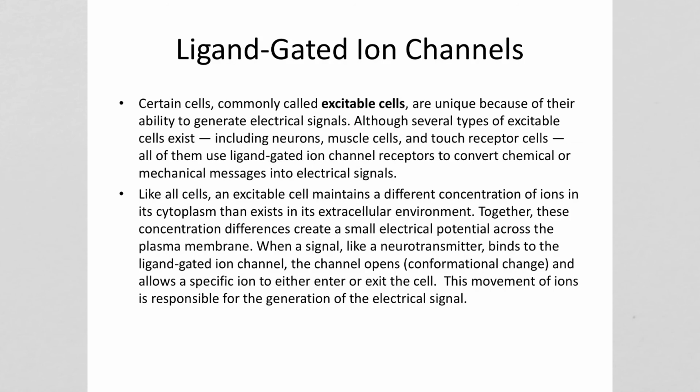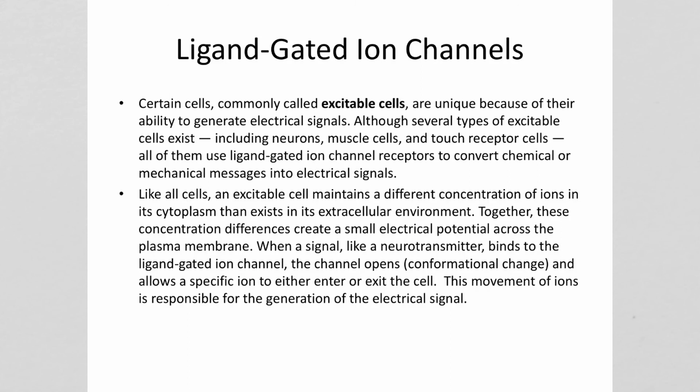These are found mostly on excitable cells, like neurons, but they can also be found on muscle cells and receptor cells. They tend to convert chemical signals into electrical signals. The way they work is they maintain, by active transport, different concentrations of ions, at least the cells do, on each side of their membrane. And these concentration gradients can be used to generate an electrical signal.